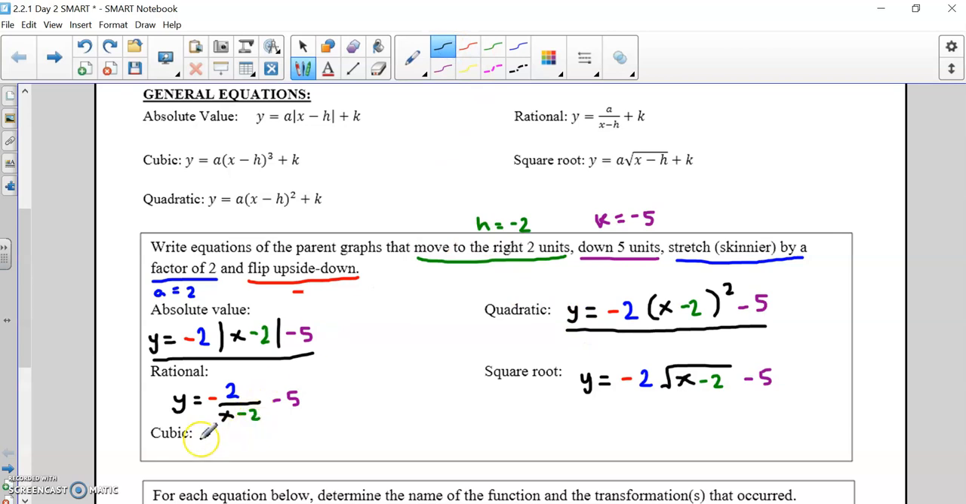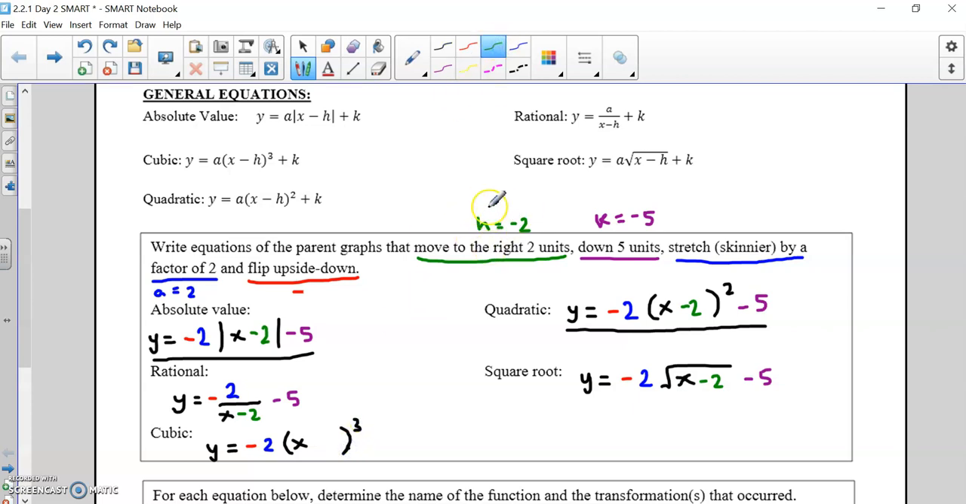All right, for my final function, I have a cubic. So we're going to follow the general format right here where it says cubic. Looks exactly the same as quadratic, except it has a third power instead of a second power. So we have our negative sign, an a value of 2, right? My parentheses and my x, my cube sign.